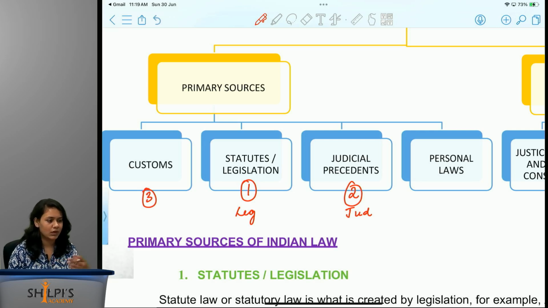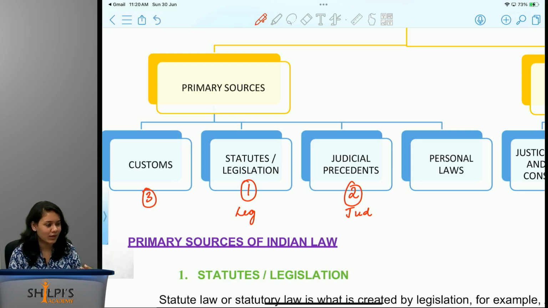How many of you are Christians here? Don't worry, it makes no difference. I'm just trying to understand. Any Muslims in this class? Jains, Buddhists, Hindus? Everyone Hindus? Okay, fine. All right.